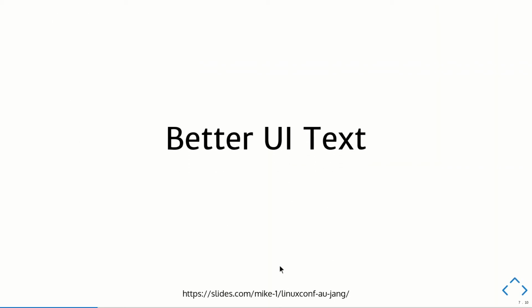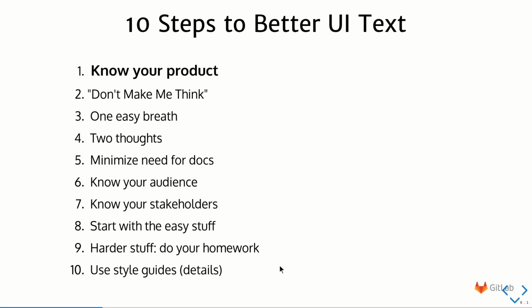Now that I've made the point, how do we make things better? I've subdivided my lessons into 10 steps to better UI text. If you really want to work with UI text, you need to know your product. If you don't, you're making stuff up. And that does nobody any good.